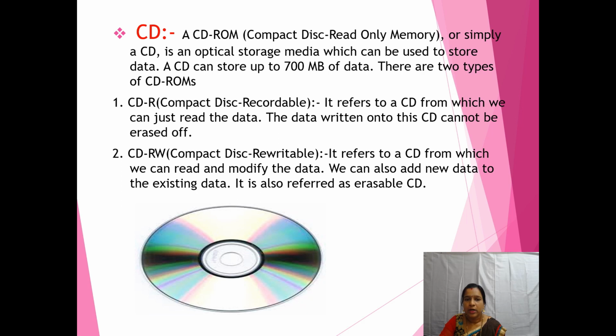First, compact disc recordable. It refers to a CD from which we can just read the data. The data written on this CD cannot be erased. Then CD rewritable, that is compact disc rewritable. It refers to a CD from which we can read and modify the data, so we can add a new file to the existing files. We can also add new data to the existing data. It is also referred to as an erasable CD.